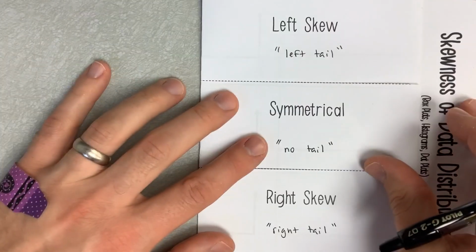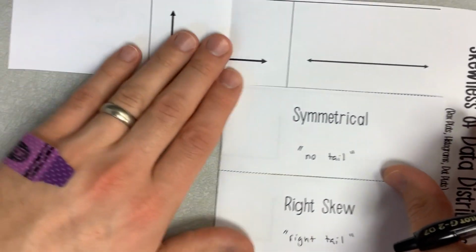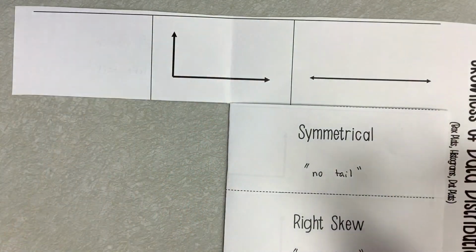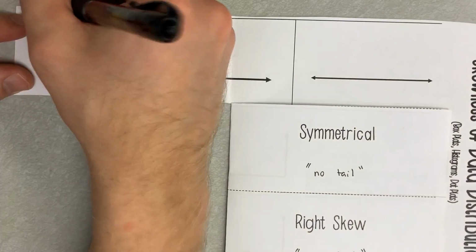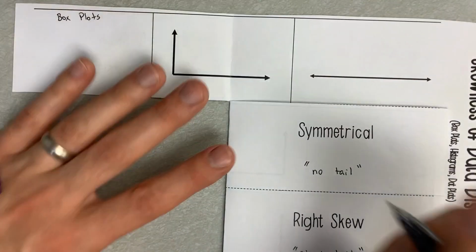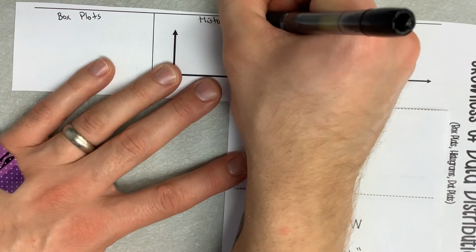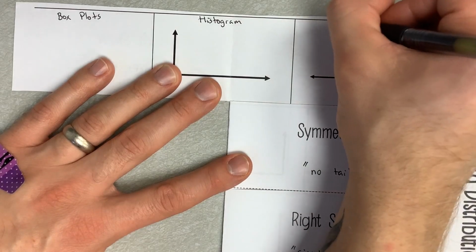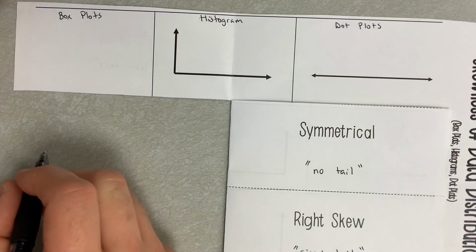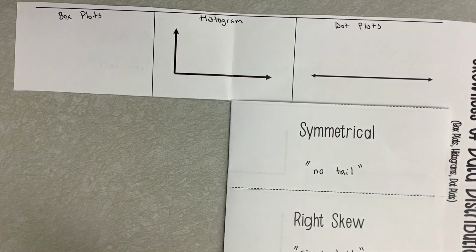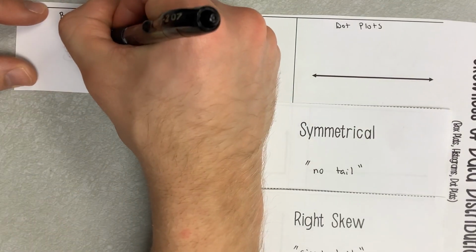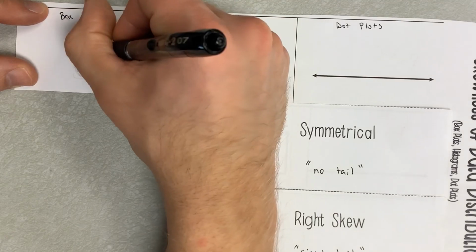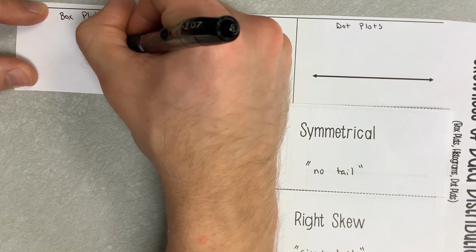So let's talk about left skew first. For left skew, we're gonna have our box plots, we're gonna have our histogram, and then we're going to have our dot plots. For a box and whisker plot, okay? Now again, we're just going for looks here. I'm not gonna make it too fancy, right? But I'm gonna do a box and whisker plot.